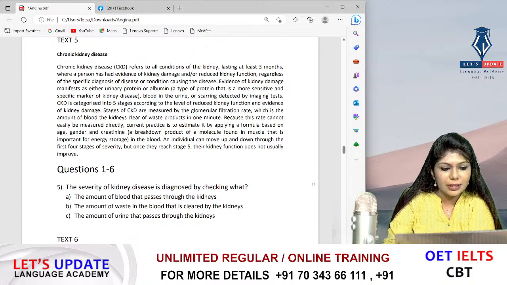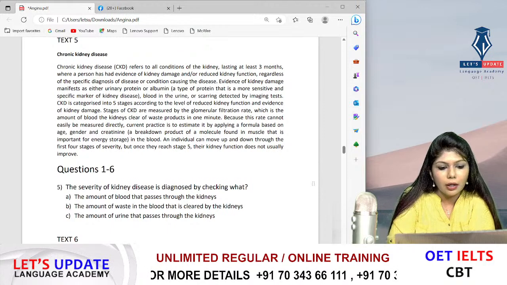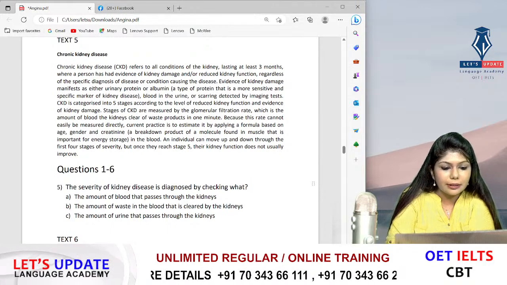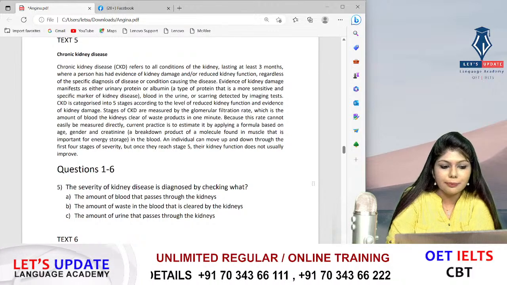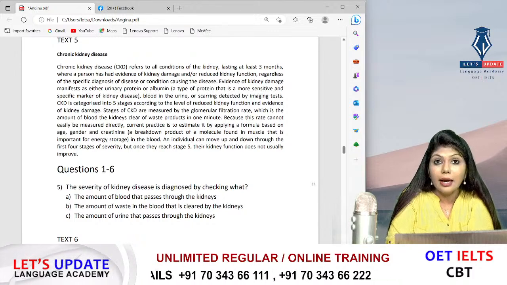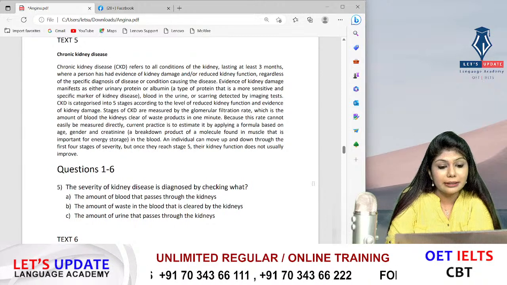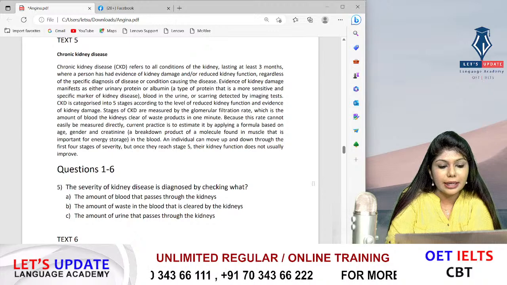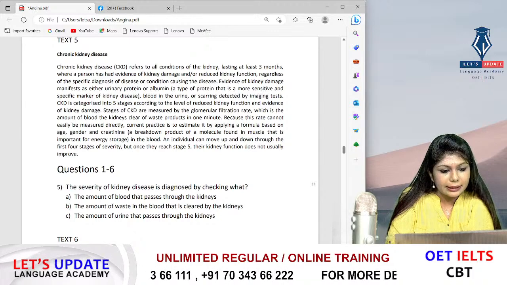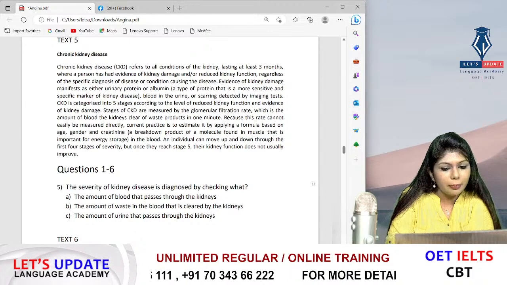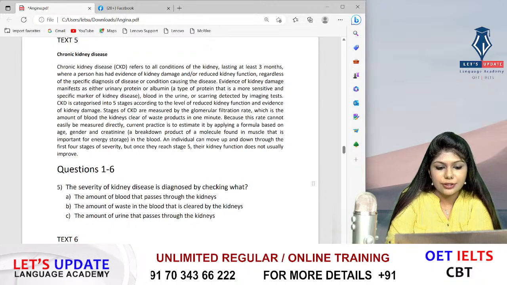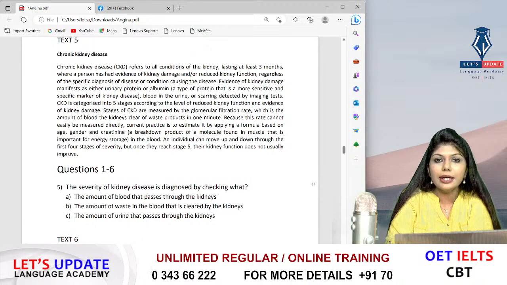Evidence of kidney damage. Stages of CKD are measured by the glomerular filtration rate, which is the amount of blood the kidneys clear of waste products in 1 minute. Because this rate cannot easily be measured directly, current practice is to estimate it by applying a formula based on age, gender, and creatinine in the blood. An individual can move up and down through the first 4 stages of severity, but once they reach stage 5, their kidney function does not usually improve.